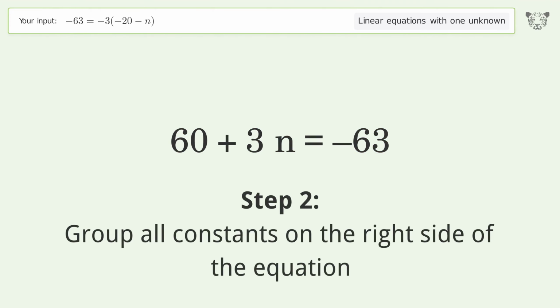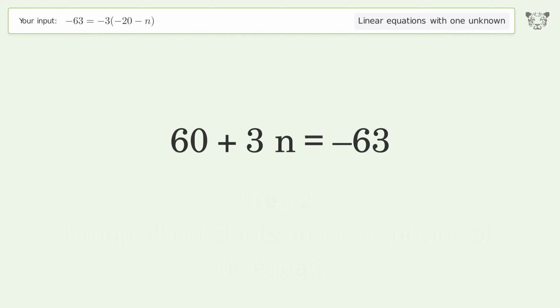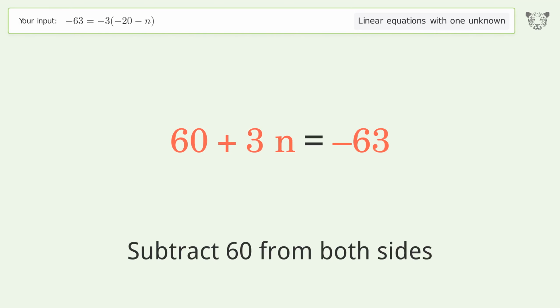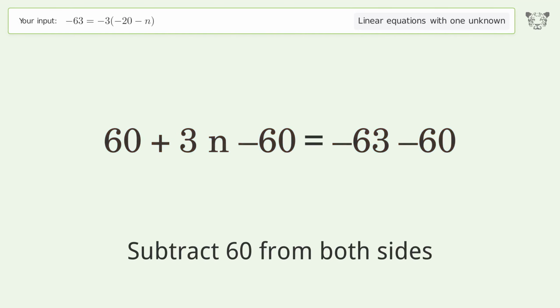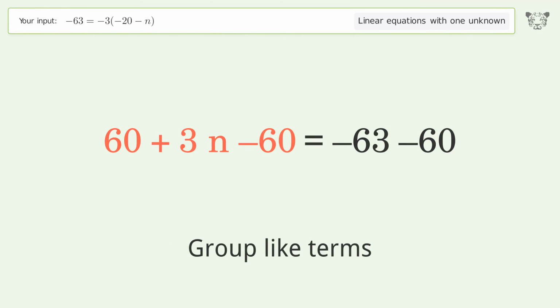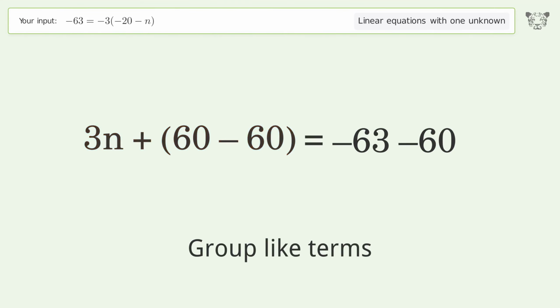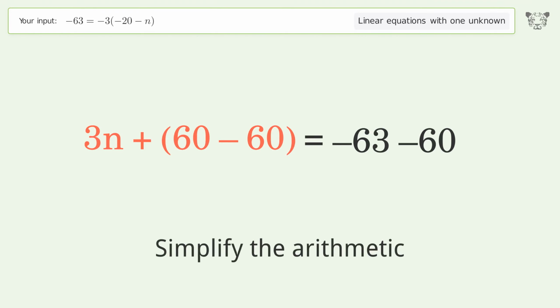Group all constants on the right side of the equation. Subtract 60 from both sides. Group like terms. Simplify the arithmetic.